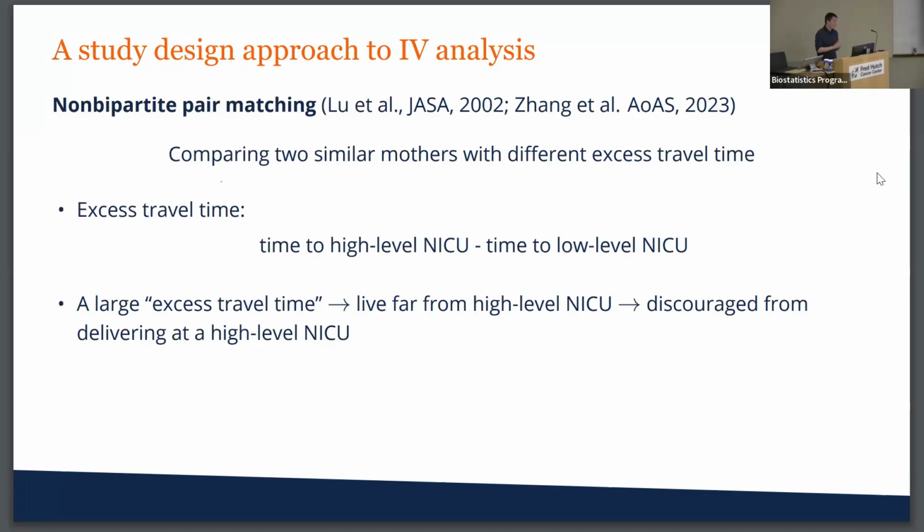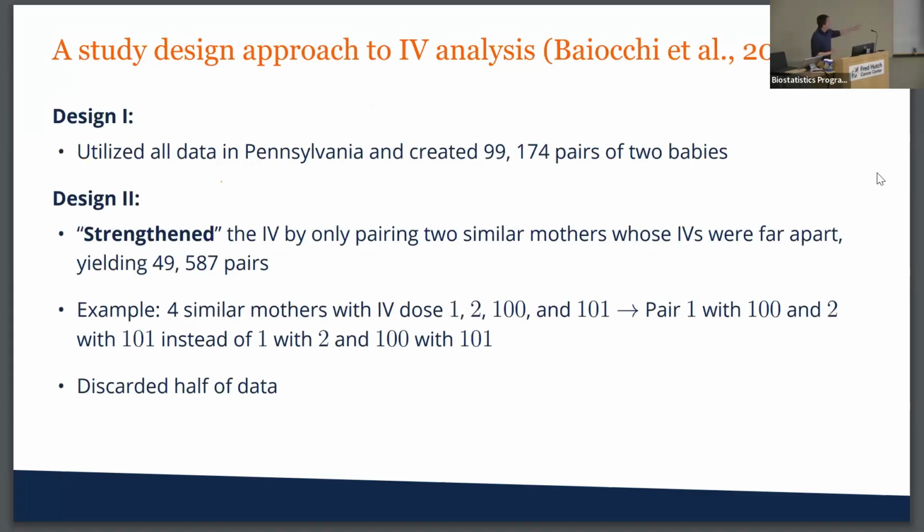Okay, so the treatment is high level NICU versus low level NICU, and the instrument is this differential access travel time. The key in that JASA paper, the major novelty, is that they consider two study designs, a more conventional one where they just utilize all data from Pennsylvania. The data is pretty rich. There are almost 200,000 preemies over the last 15 years or so. So they create almost 100K pairs of two babies, technically the mothers and the babies.